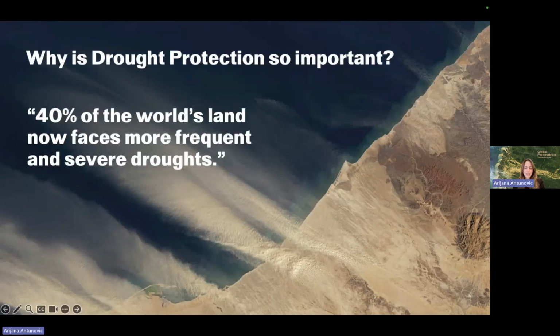So if we start with the why, this quote is quite powerful. 40% of the world's land faces more frequent and severe droughts. This is really amplified by climate change. We know that there are warmer climate conditions. These are making the droughts more severe, and they are more widespread than they would have been ever before.